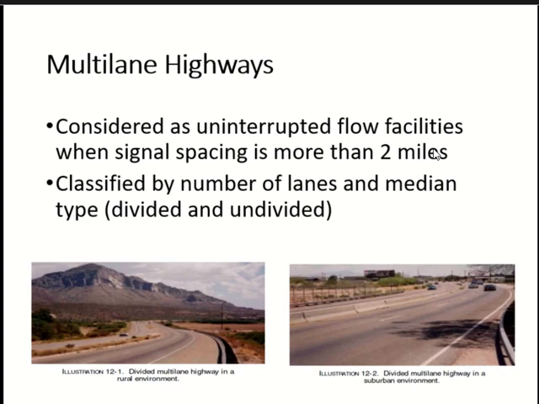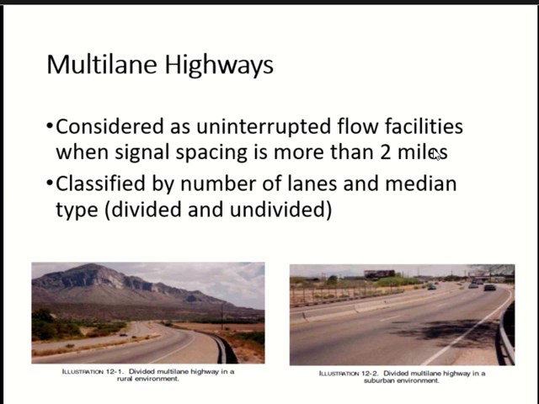Then we have multi-lane highways. Multi-lane highways have interruptions, but what is the condition? The distance between the interruptions should be how much? 2 miles. Multi-lane highways have intersections, but the intersections are more than 2 miles from each other. So we are considering them under uninterrupted.